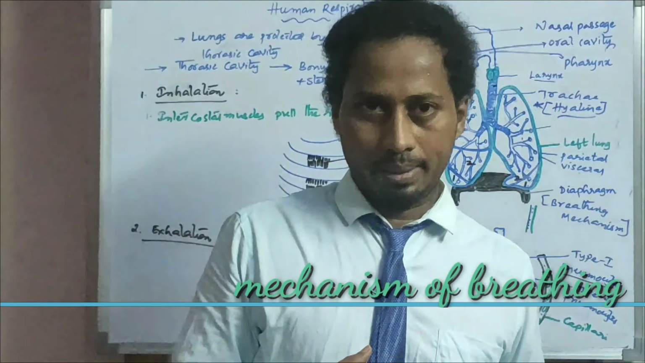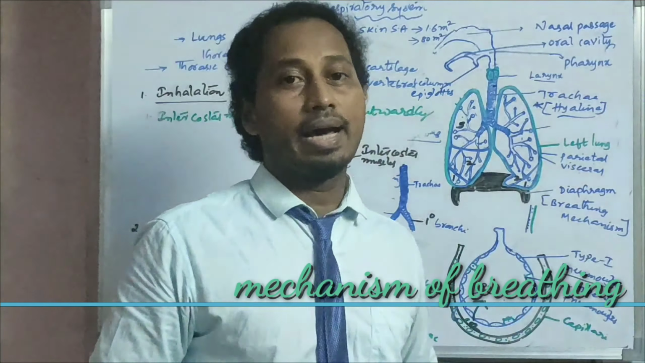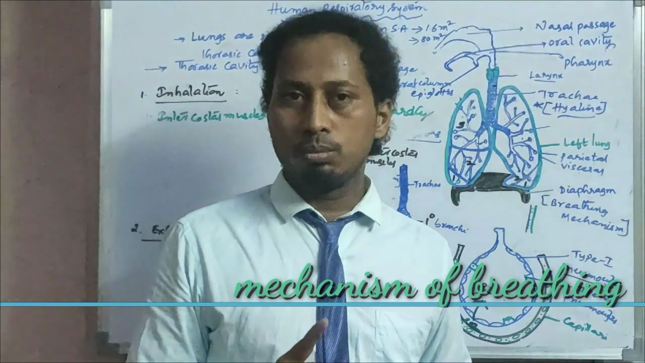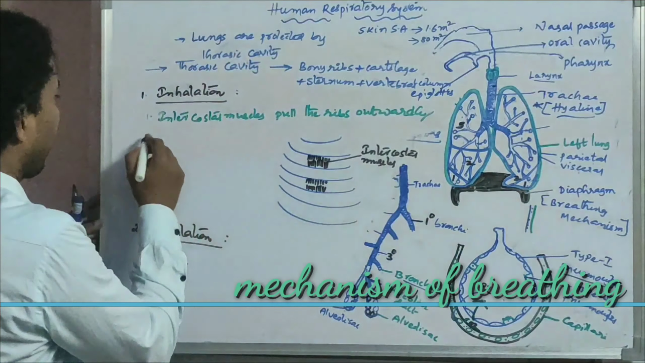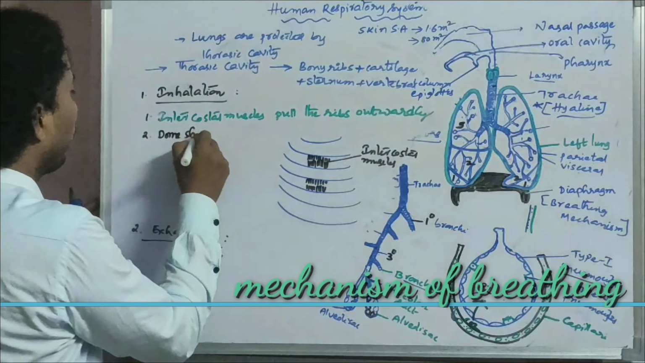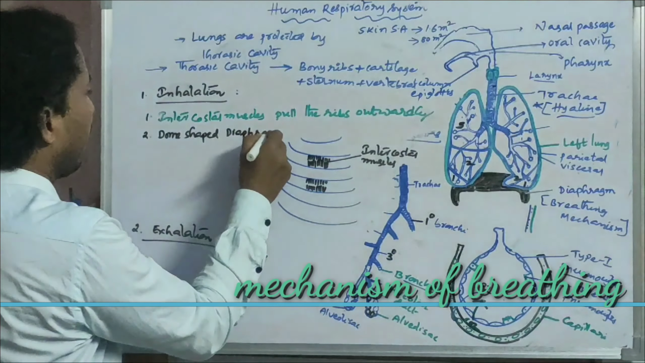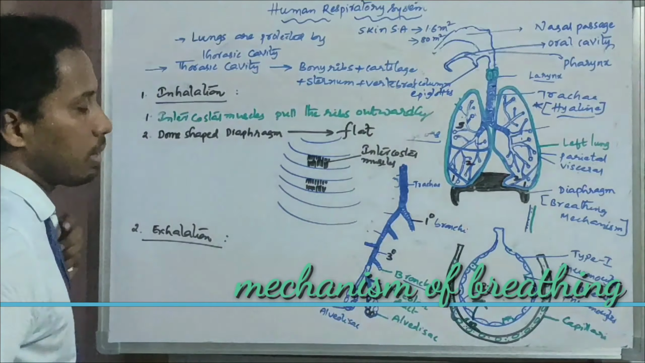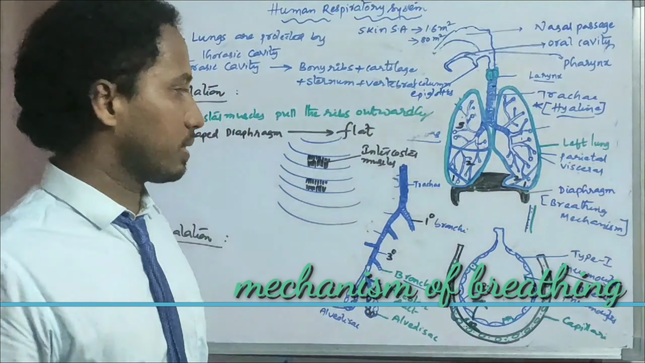When they pull the ribs outwardly, at the same time the diaphragm becomes flat. Initially it is dome-shaped. The dome-shaped diaphragm will become flat. This is another important point. The diaphragm is a muscle, so it contracts and becomes flat.